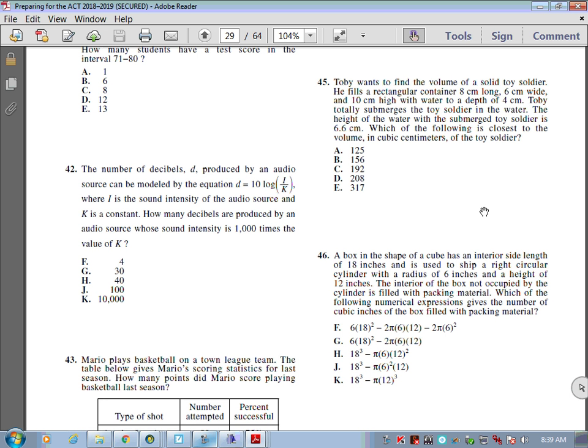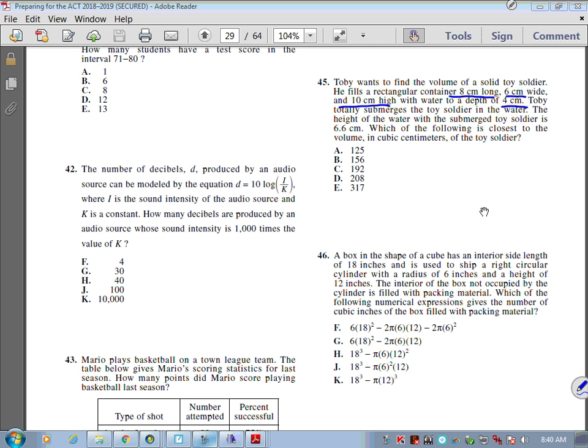Toby wants to find the volume of a solid toy soldier. He fills a rectangular container 8 centimeters long, 6 centimeters wide, and 10 centimeters high with water to a depth of 4 centimeters. So that 10 centimeters doesn't really matter because he's not filling it all the way up. If we want to know the volume of water, it's really 8 times 6 times 4.